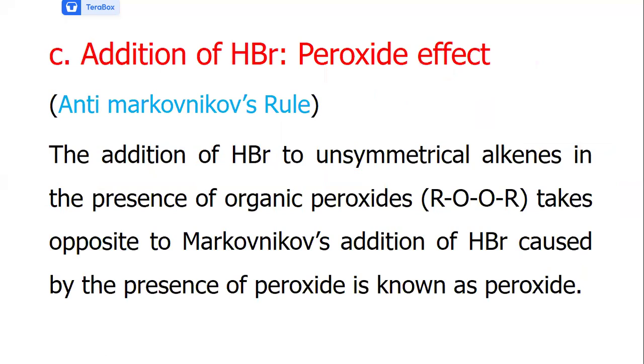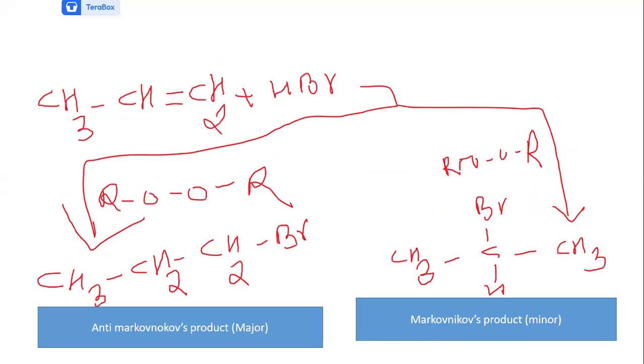The addition of hydrogen bromide to unsymmetrical alkenes in the presence of organic peroxides takes place opposite to Markovnikov's addition. This addition of hydrogen bromide caused by the presence of peroxide is known as the peroxide effect. In the case of propene, addition of hydrogen bromide in the presence of peroxides, the positive hydrogen goes to the lower number of hydrogens. That is the anti-Markovnikov major product, and the bromine goes to the higher number of hydrogens.